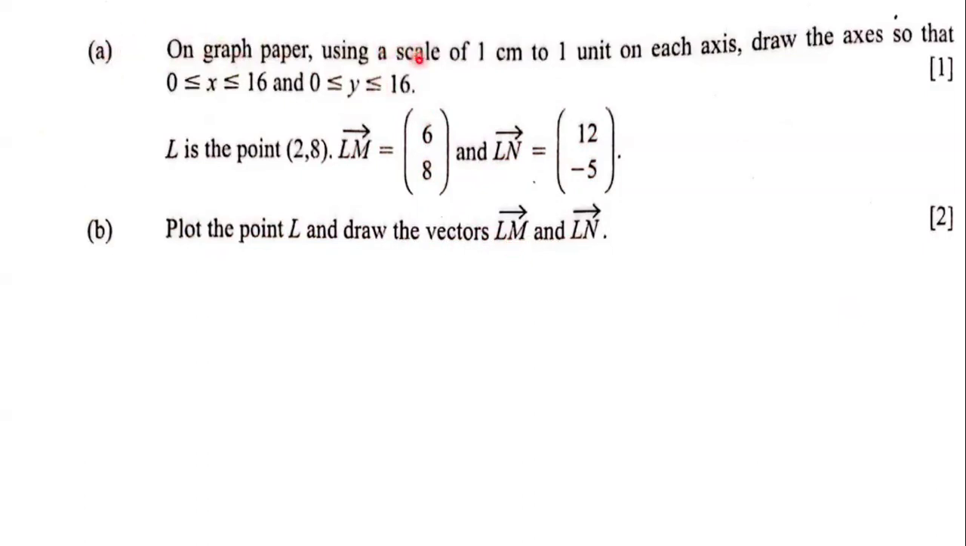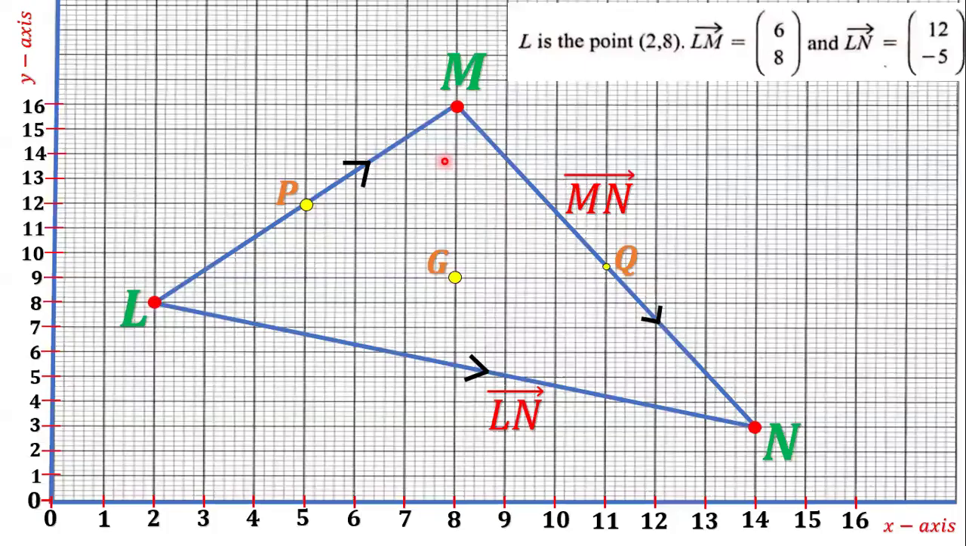So for part A, what they want us to do is use graph paper with a scale of 1 centimeter to 1 unit. We have x from 0 to 16, and y from 0 to 16. So let's first do that. If you look at the y-axis, it starts at 0, then 1, 2, 3, 4, 5, 6, all the way up to 16. And they say 1 centimeter equals 1 unit, so each block is 1 centimeter.